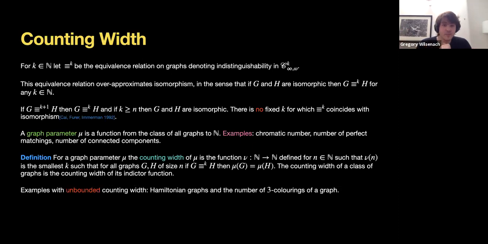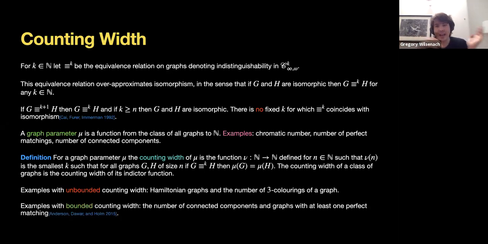lower bounds. Some examples of graph parameters with unbounded counting width are the classical Hamiltonian graphs, or the graph parameter that computes the number of 3-colorings of a graph. These are unbounded and indeed have linear lower bounds. And examples with bounded counting width are the number of connected components, and, interestingly and highly non-trivially, graphs with at least one perfect matching.